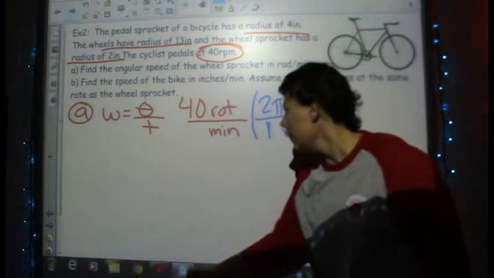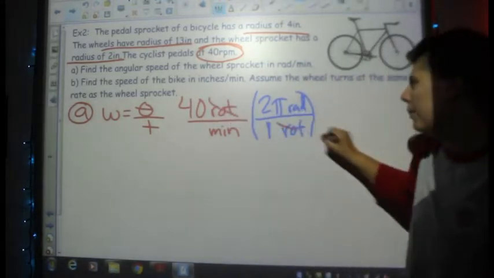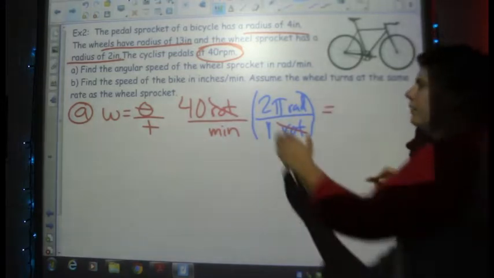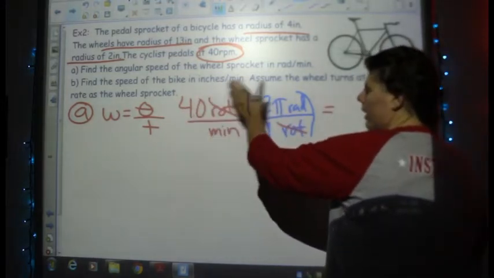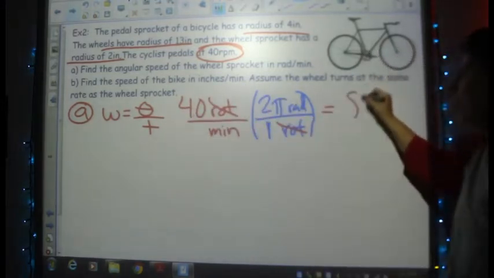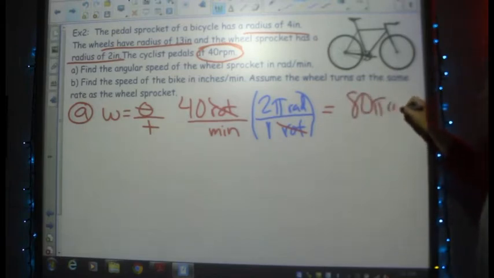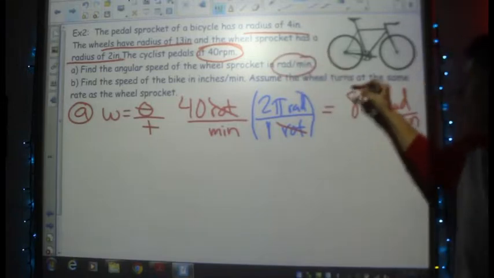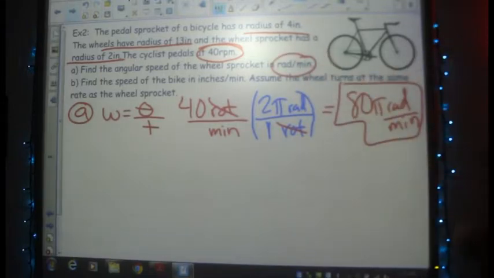So again, you'll see that the rotations on the top and the bottom cancel. And all I have to do is multiply here. So I wind up with 40 times 2 pi. 40 times 2 pi is 80 pi. And there I have radians per minute. It asked me for radians per minute, which means there's my answer.